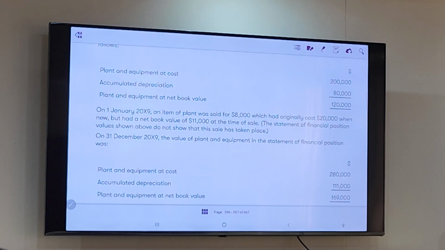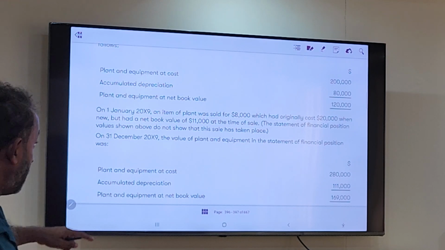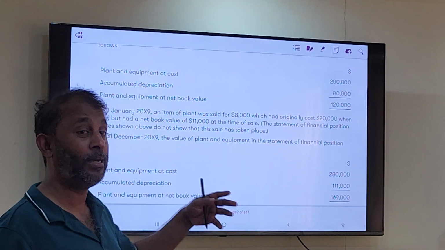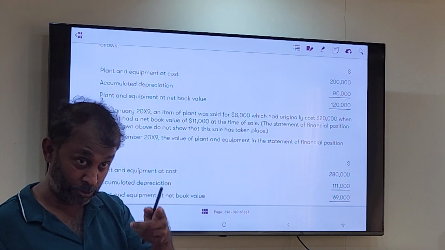They have given you net book value. They have given you the cost. So, are you not in a position to calculate the depreciation? You can. How much is that? 9,000. Now, anyway, that depreciation information is not necessarily important for us, but still for our knowledge, I told you.